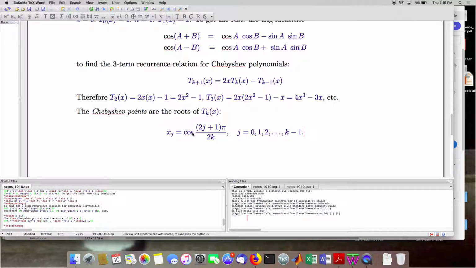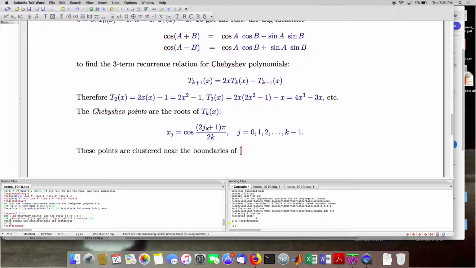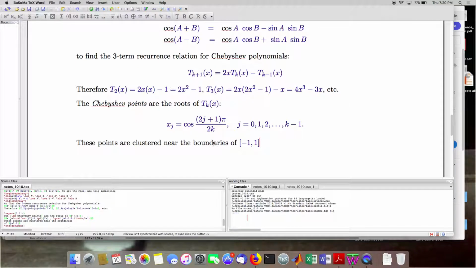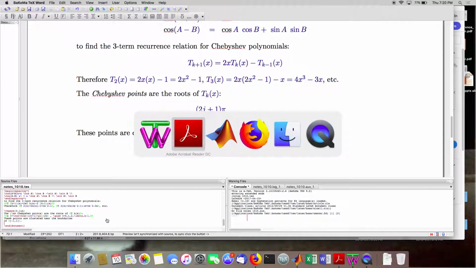In other words, if I were to draw a unit circle and plot these angles going around a circle, you would see equal spacing. But then we take the x-coordinate. So what happens is these points are clustered near the boundaries of the interval minus 1 to 1. Now, actually, let's see if I can show you that really quickly in MATLAB.